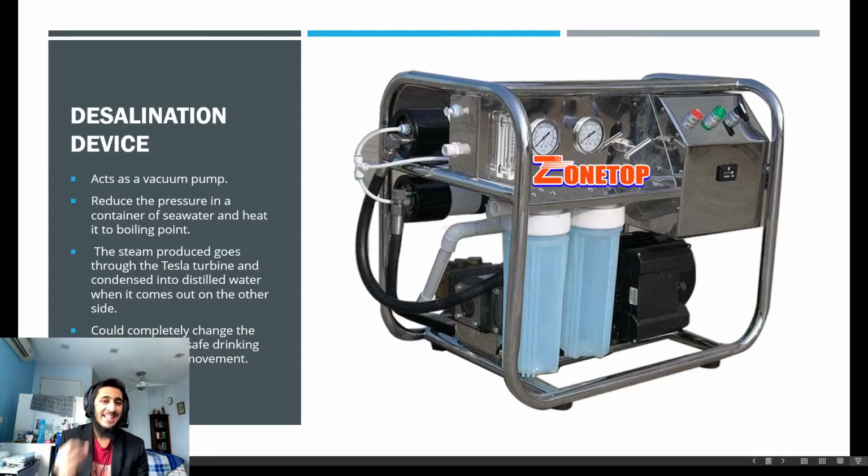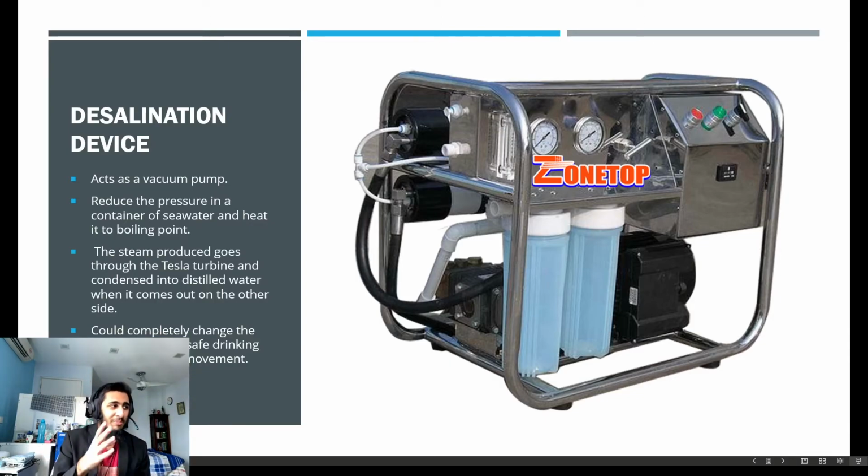Now, by attaching a torque motor to your Tesla turbine and creating rotation, rather than through fluid through that motor, you can sort of create a pump, because a liquid can flow from the inlet and can be compressed to a very high pressure and then out at the outlet. So the desalination device essentially acted as a vacuum pump.